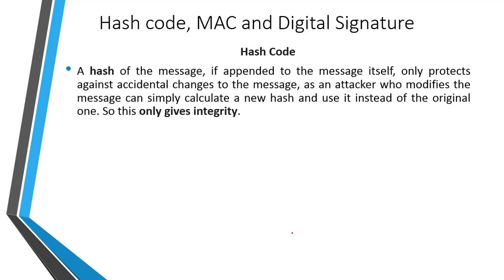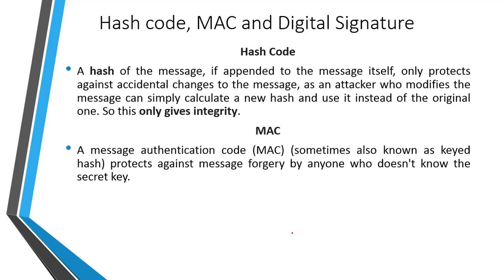So now we will see hash function, MAC and digital signature and the difference between them. As we have discussed in the earlier lecture, a hash of the message is appended to the message itself. It only protects against accidental changes to the message, because an attacker can modify the message, calculate the new hash and use it instead of the original one. So hash code only provides the integrity of the message. It doesn't provide the authentication of the message.